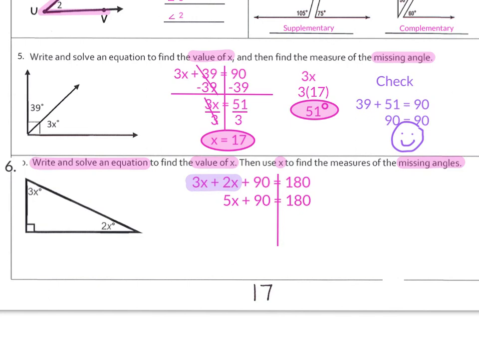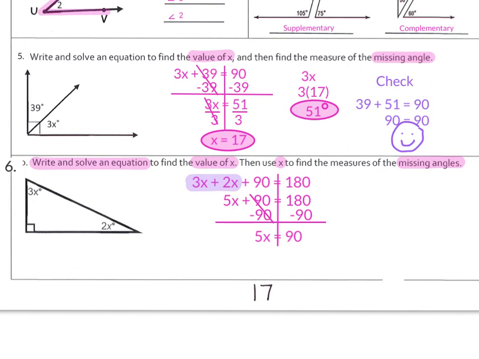Now I'm looking to get the x by itself. It's being multiplied by 5 and then adding 90. We're going to do the opposite in the opposite order. So to get that plus 90 away, we're going to subtract 90 from both sides. The opposite of adding 90 is to subtract 90. So then the 90 minus 90 will cancel. That becomes a 0. So on the left side, I'm left with a 5x. And on the right side, I have 180 minus 90 gives me 90.